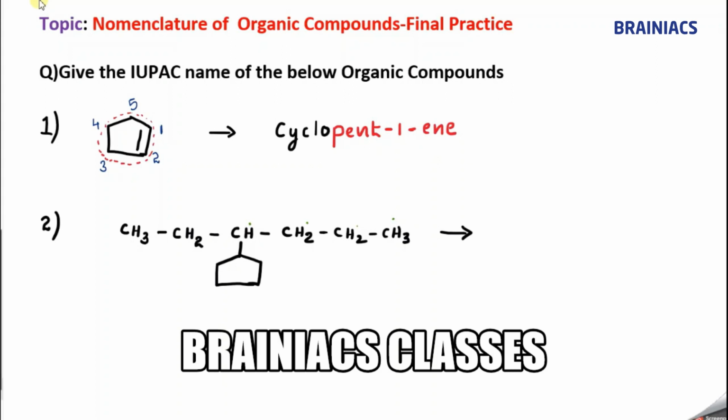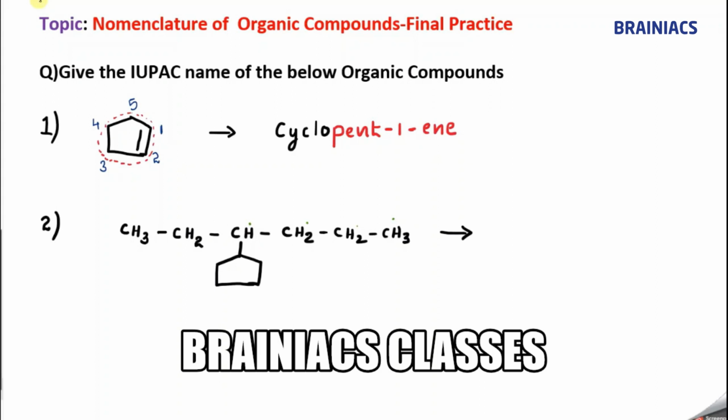1, 2, 3, 4, 5, correct? So again 5 are there. So here, if you see, 6 carbon atoms are present in the side chain, and in the cyclic ring there are only 5 carbon atoms. Now the rule says that if the number of carbon atoms in the side chain is greater, then the side chain should be considered as the parent chain.